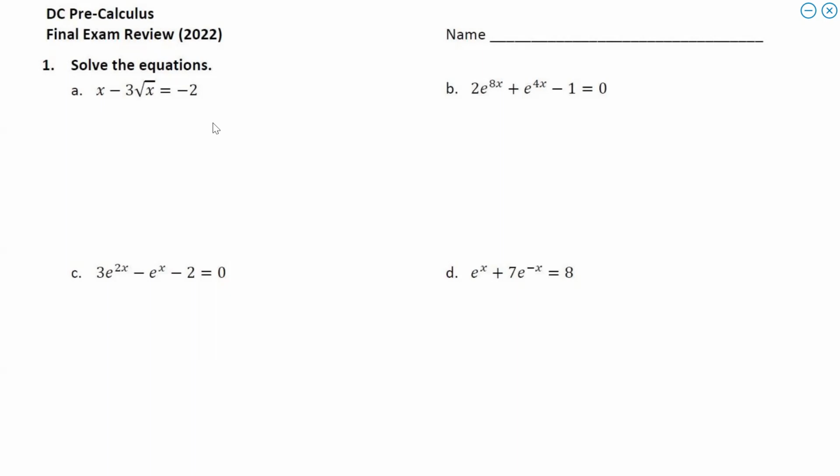So this is going to factor to be U minus 2, U minus 1, equals 0. So U is 2 or U is 1. Now we're going to resubstitute back in. So I have the square root of X is equal to 2, the square root of X is equal to 1. Square both sides. I get that X is 4, and I get that X is 1.